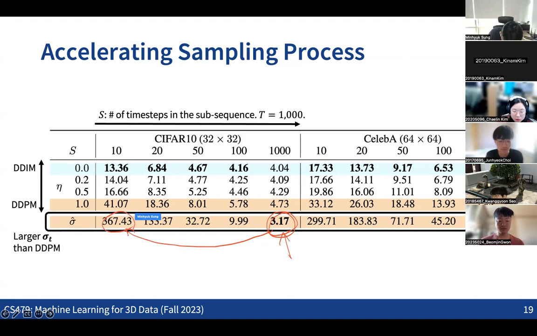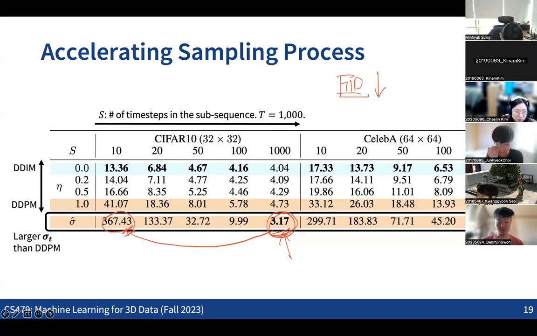So here, all the numbers are good when they are small. These are the FID scores, which means that smaller is better. So 3.17 is a really small number, which means that the quality of the samples is really good. But as you decrease the number of time steps in the subsequence, we are seeing that the quality gets really worse as we are adding more stochasticity.